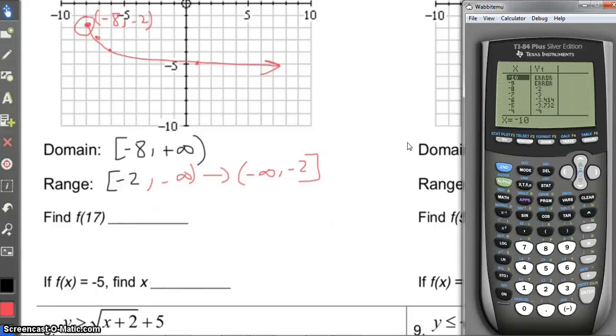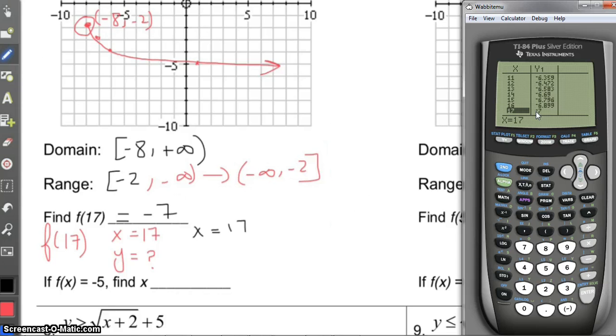Now let's move on to the next question. They're asking find f of 17. If they say f of 17, it means x is 17, find y. So it means you go to the table and you try to find when is x 17. So go all the way until you get to 17. There you go. When x is 17, y is -7. So f of 17 then is equal to -7. It means when x is 17, y is -7.